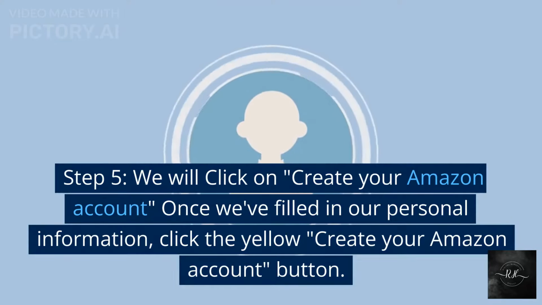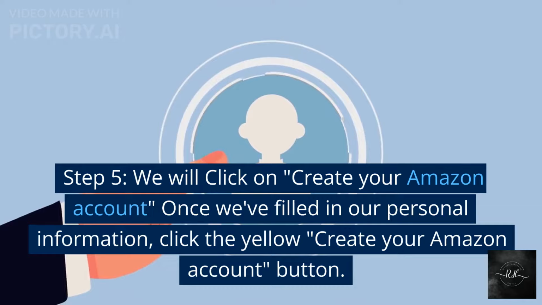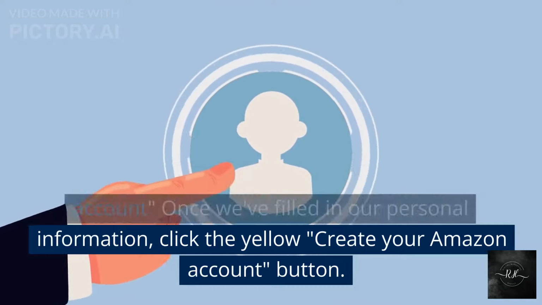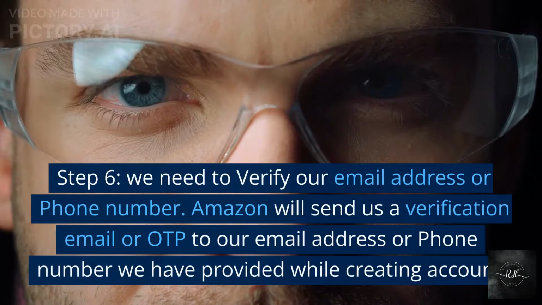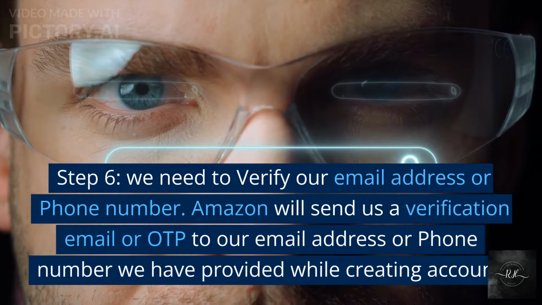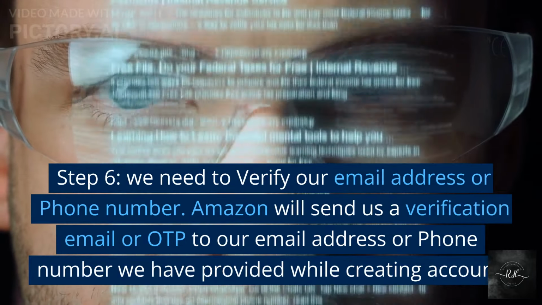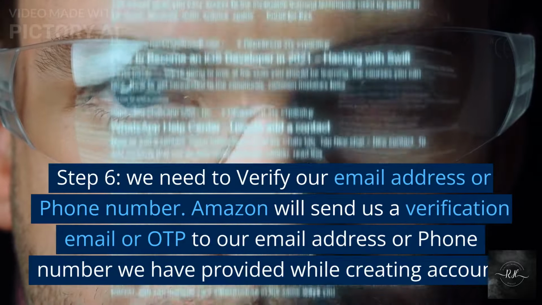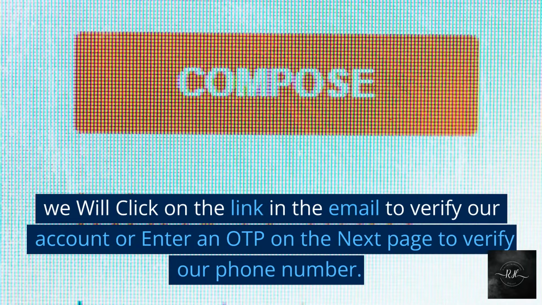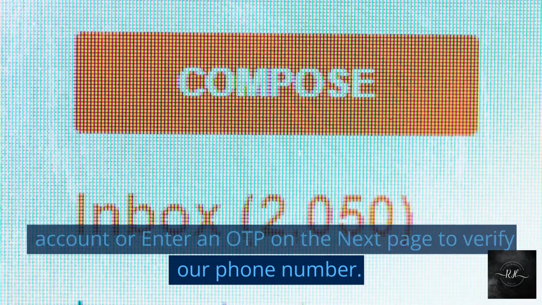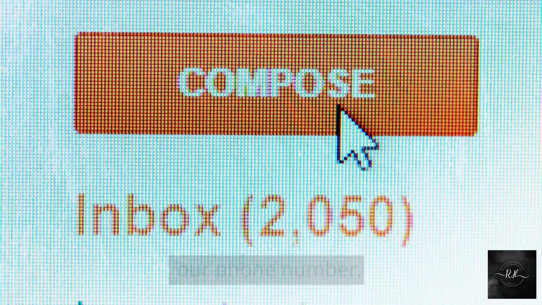Step 5. We will click on Create Your Amazon Account. Once we've filled in our personal information, click the yellow Create Your Amazon Account button. Step 6. We need to verify our email address or phone number. Amazon will send us a verification email or OTP to the email address or phone number we have provided while creating the account. We will click on the link in the email to verify our account or enter an OTP on the next page to verify our phone number.